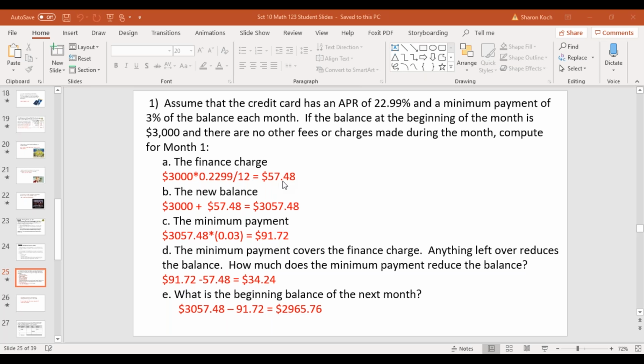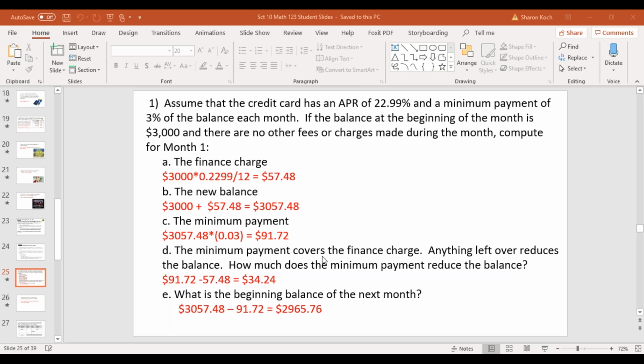So that finance charge is going to be $57.48. Ugh. Okay, now the new balance is going to be that finance charge plus what was carried over. So their new balance is $3,057.48. Now, what's their minimum payment going to be? Remember, the minimum payment is based off of this new balance, okay? If we take 3% of that, yowie, that's already $91.72.